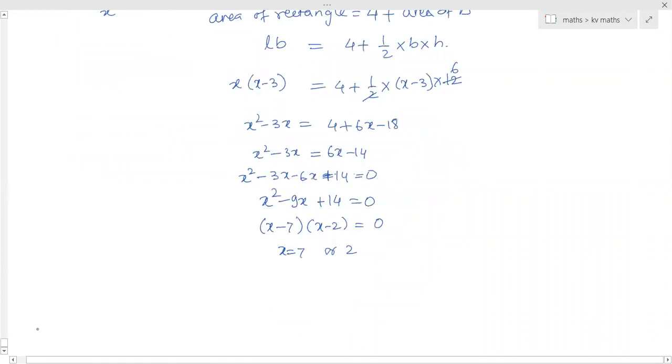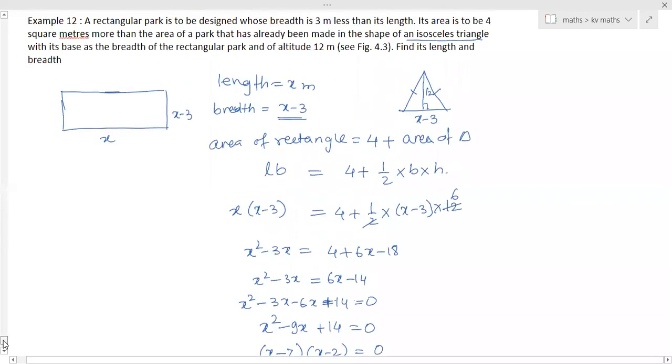x is equal to 2 is not possible. Why? Though both the values are positive, x is equal to 2 cannot be considered. Can you tell why? Because the breadth is 3 less than the length, the breadth will come negative, which is not possible. Distance cannot be negative. Okay? So therefore, length is equal to 7. So write down.